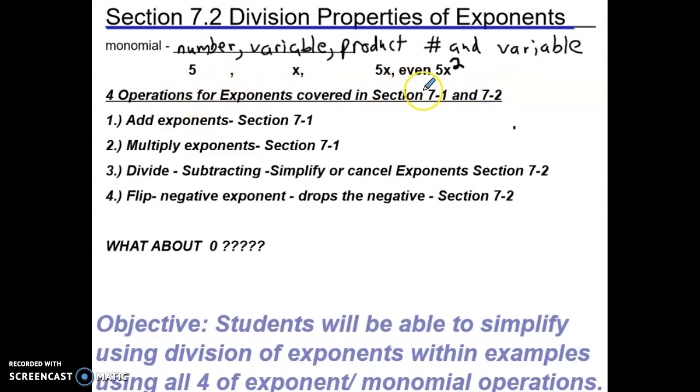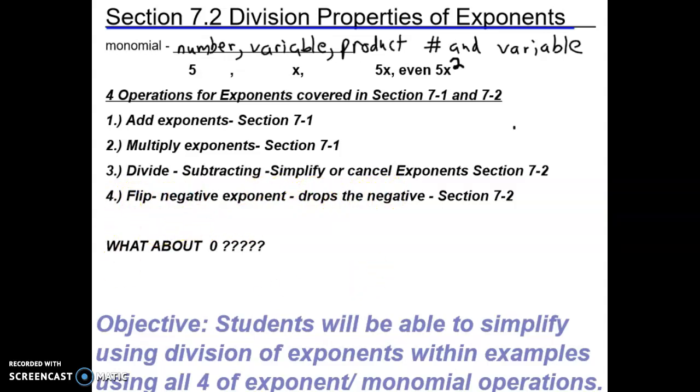There are 4 operations covered in section 7.1 and 7.2. First one was adding, which we've already gone over. Multiplying exponents, raising a power to a power, and dividing exponents. These are the new ones, number 3 and number 4. We're going to divide, which is really subtracting, simplifying or canceling exponents, people have called it. And then number 4 is flip. The last thing is when you have a negative exponent, it drops the negative.